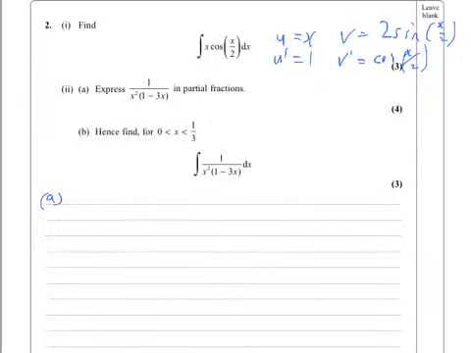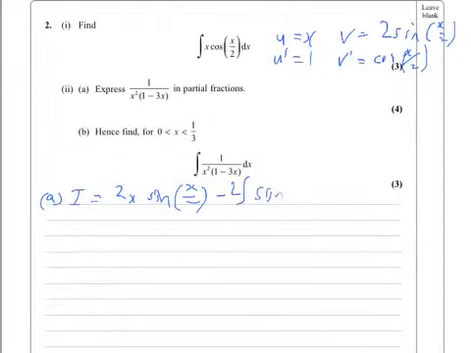So the integral, I'll call it I, equals 2x sine x over 2 minus the integral of 2 sine x over 2 dx. And the integral of sine x over 2 must have come from cosine, so I'll just write this out as I'm going. 2 sine x over 2.